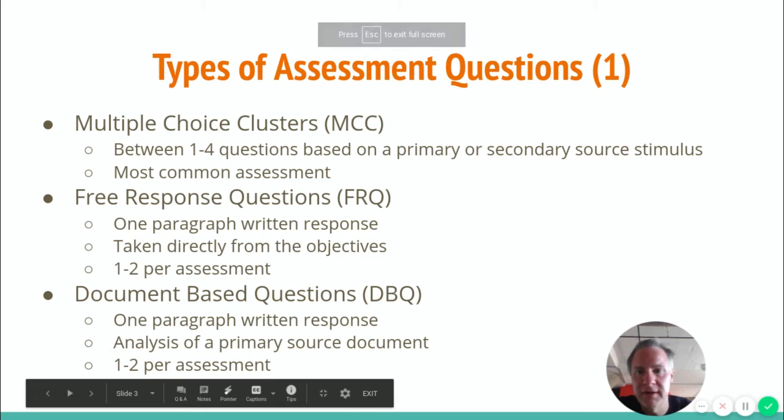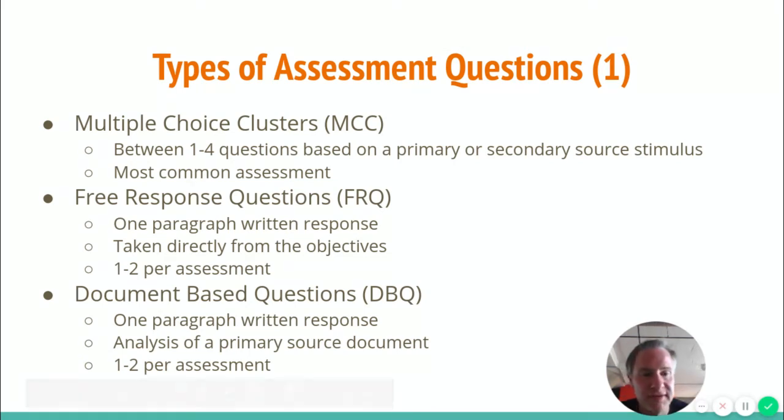Next up is our free response questions. Oh, forgot to tell you, multiple choice clusters are the most common. It's usually half or a little bit more than half of your assessment. So that means it could be anywhere from like 14 to maybe 30 questions.